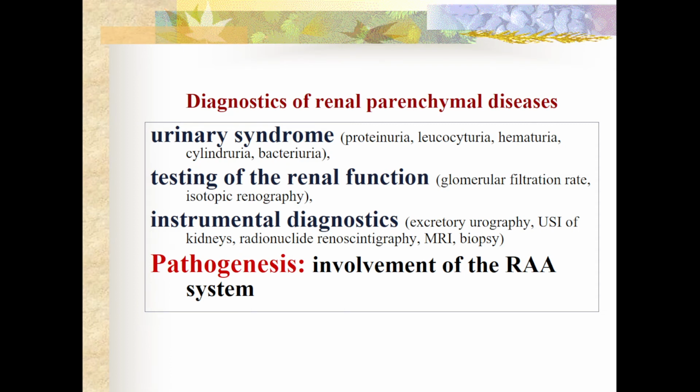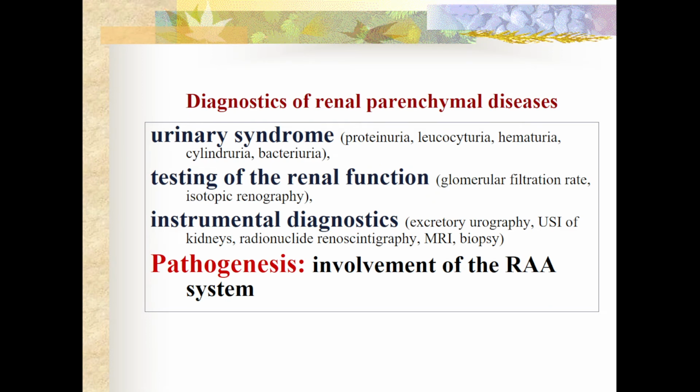Diagnostics of renal parenchymal diseases is associated with laboratory and instrumental methods of investigation, except clinical manifestations. And the urinary syndrome is characterized by proteinuria, leukocyturia, hematuria, cylindruria, bacteriuria. In chronic glomerulonephritis, hematuria and proteinuria, in chronic pyelonephritis, leukocyturia and bacteriuria occur.